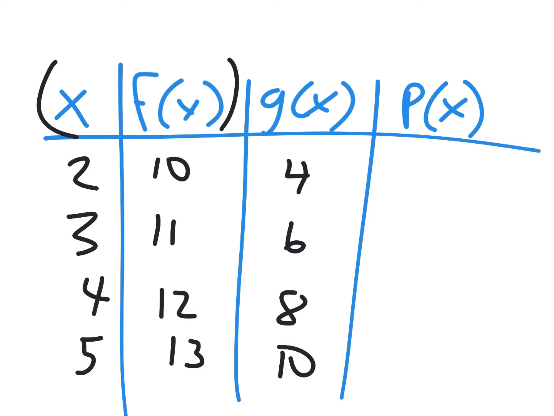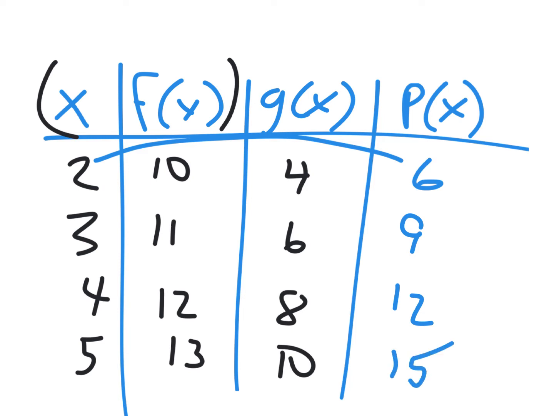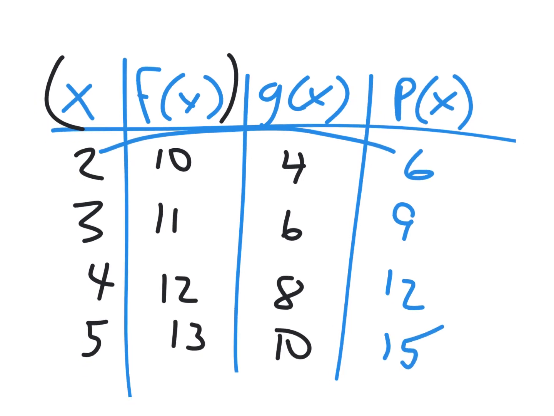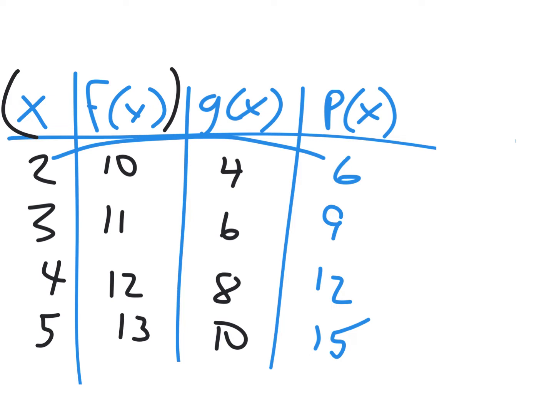Okay, and then last but not least, I'm going to triple them all when I do this one. 2 times 3 is 6, 3 times 3 is 9, 4 times 3 is 12, and 5 times 3 is 15. Okay. See how I got that chart?